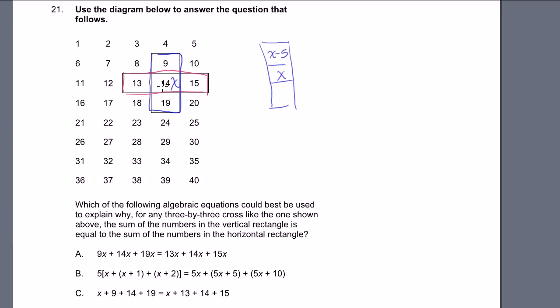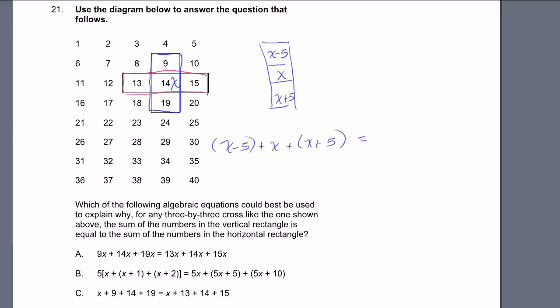By the same logic, if you go down a row, you're adding 5. 14 plus 5 is 19. 15 plus 5 is 20. So this is going to be x plus 5. So the sum of the entries in the vertical column, right, the sum of the numbers in the vertical rectangle are x minus 5 plus x plus x plus 5. So that's the sum in the vertical column.